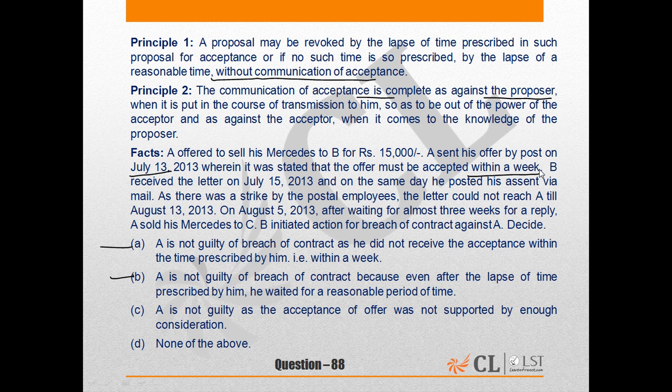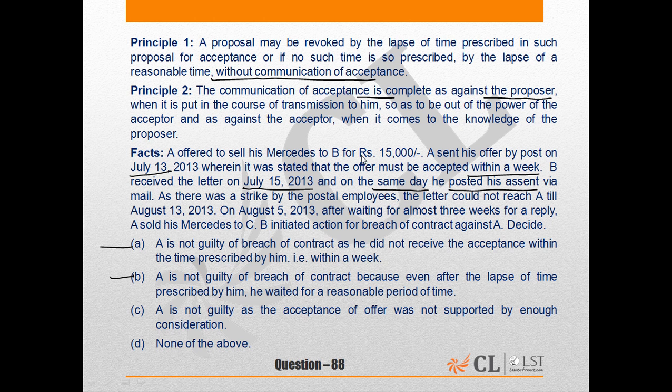B received the letter on 15th July, that is just after 2 days, and on the same day he posted his assent. Posted means he has put in the course of transmission via mail. As there was a strike by the postal employees, the letter could not reach A till August 13, 2013. On August 5, after waiting for almost 3 weeks for a reply, A sold his Mercedes to C. Now B initiated action for the breach of contract against A.